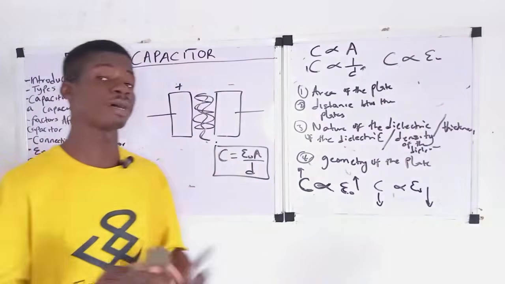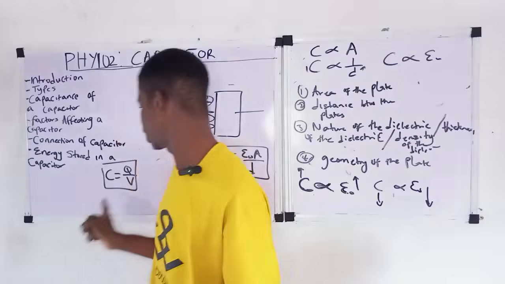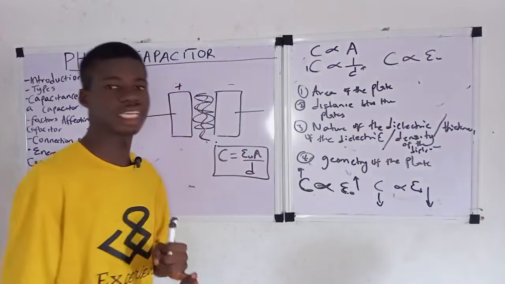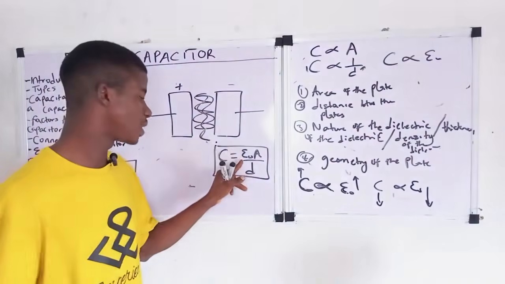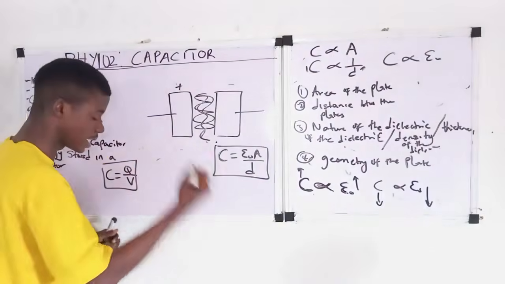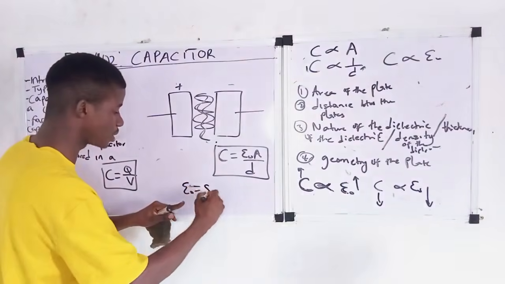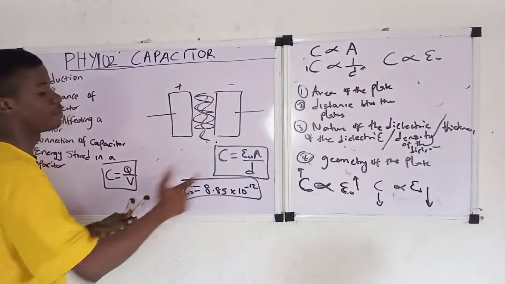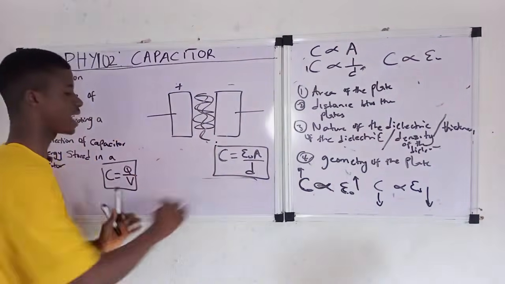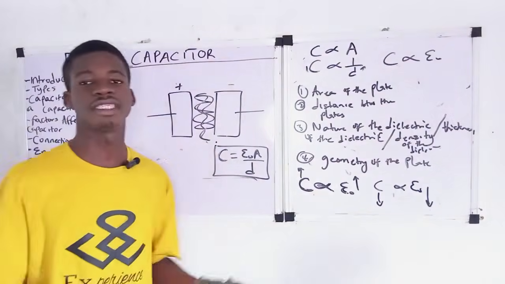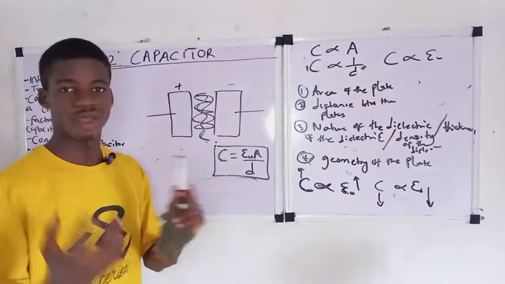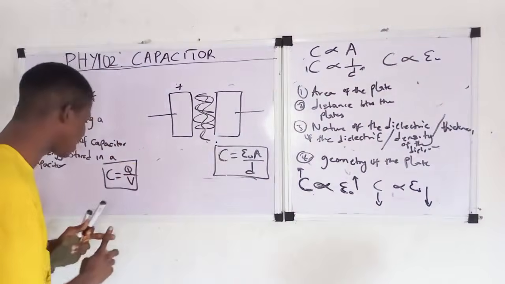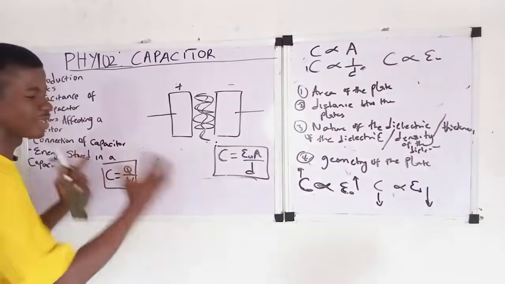If they give you a question with charge and voltage, and they say calculate the capacitance of the capacitor, use this formula. If they give you area and distance, they will not give you E naught directly. Remember, I've told you countless times that the permittivity of free space is 8.85 times 10 raised to minus 12. If they give you area and distance and ask for capacitance, use this formula. If they give you capacitance and distance and ask you to look for area, use this formula. If they give you capacitance and voltage and ask you to look for charge, use this formula. So that is just it.